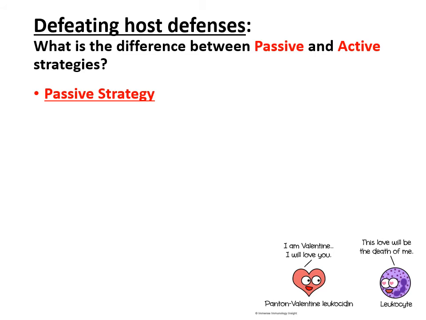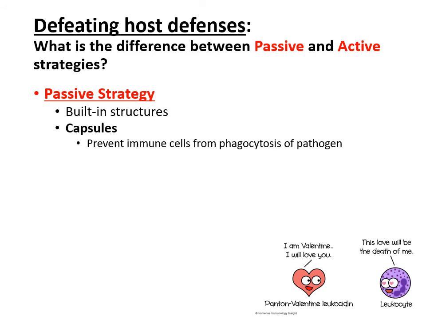It's just there, right? So for bacteria, if they're trying to defeat the host defenses passively, it tells you that it's something about them that they don't have to do anything extra for. They already have it. So passive would be built-in structures on the bacteria to protect them, such as capsules, which can physically block what you're throwing at it, or help prevent any of your immune system cells from eating them up, which is phagocytosis.